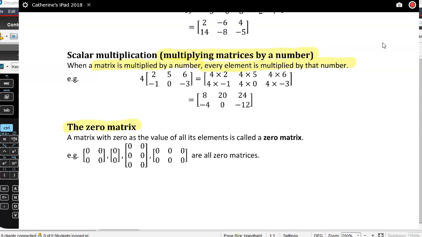Okay, so the 0 matrix. A matrix with all of its elements being 0 is called a 0 matrix. So I've got all sorts of sizes and configurations here. These are all 0 matrices because all the elements are equal to 0. So remember, there's a difference between saying something is equal to 0 and it being a 0 matrix. Okay? Not the same thing. That is not the same thing.